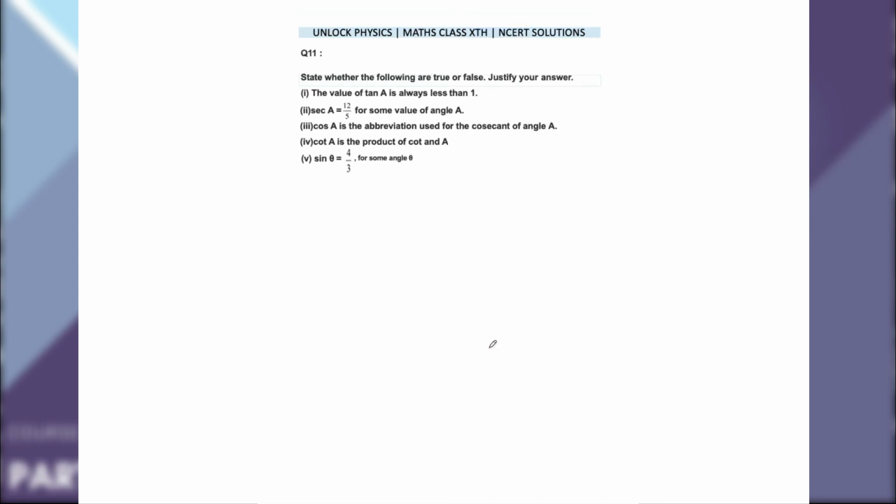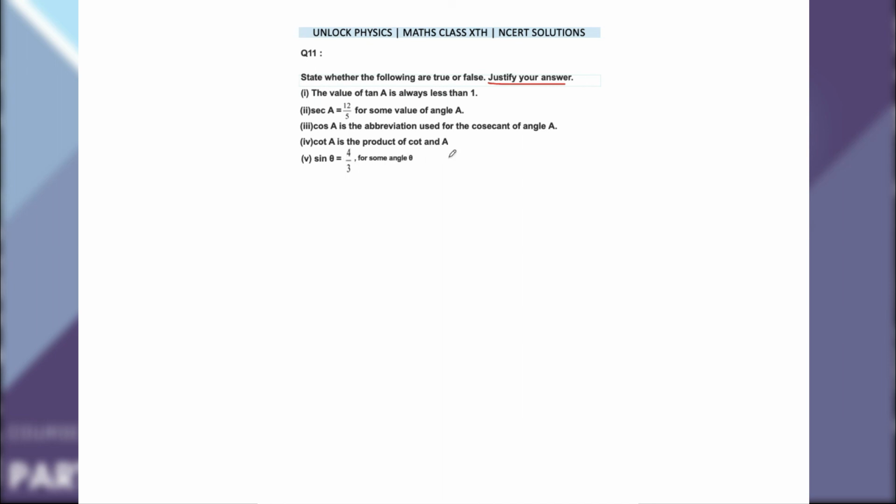State whether the following are true or false and justify your answer. So this is important. The value of tan A is always less than 1. Sec A is 12 by 5 for some value of angle A. Cos A is the abbreviation used for cosecant of angle A. Cot A is the product of cot and A. Sin theta is equal to 4 by 3 for some angle theta.